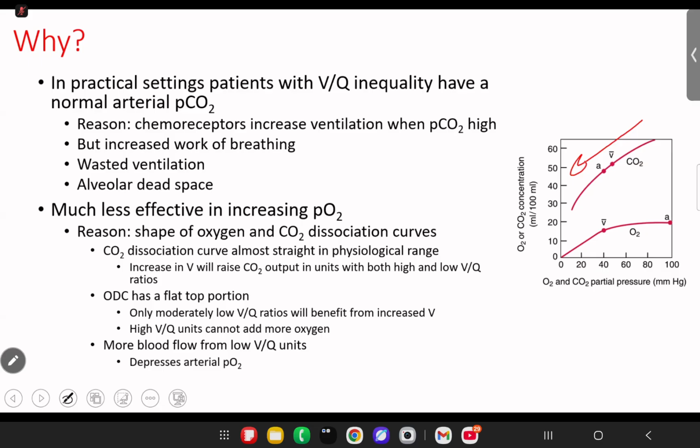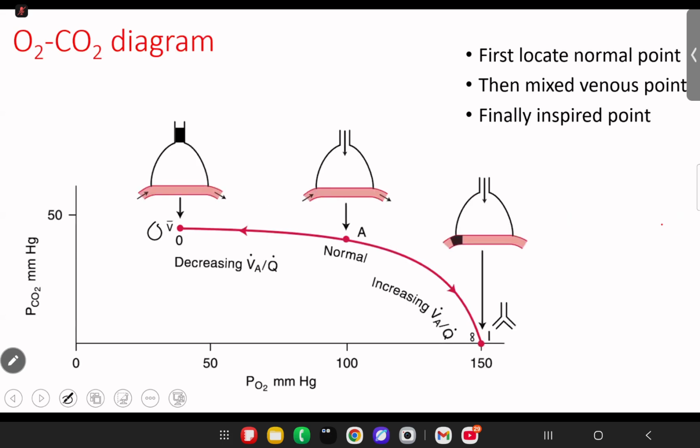But with oxygen, even if you increase ventilation, there is a flat portion of the curve, so it will not add a lot of oxygen. So once again, even if you don't understand the shape of the carbon dioxide dissociation curve, the shape of oxygen, those words are important when you describe these things. This was asked in one of the exams, I think in 2018, 19, something like that. But anyway, the oxygen carbon dioxide diagram, maybe they might ask in the vivas.